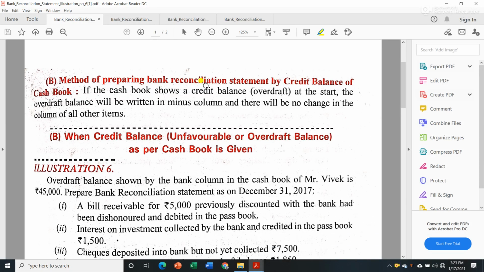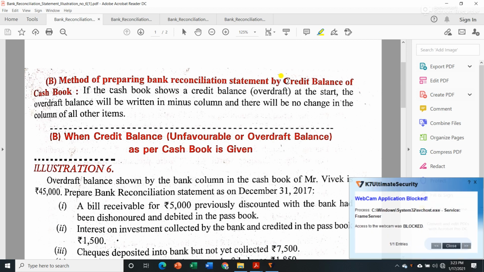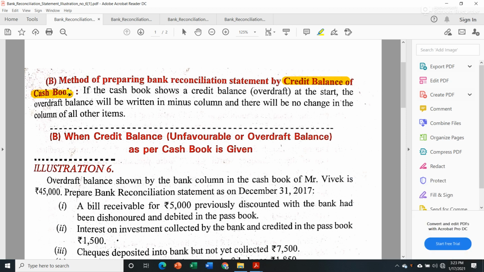Hello students, in this session we will be discussing the second method of preparing a bank reconciliation statement. In this second method everything is the same as the first method, but the only thing that is different is that at the starting we will take the credit balance of our cash book. You must have seen in the previous session that at the starting we used to take the debit balance of the cash book, that is favorable, but in this method we will be taking the unfavorable balance of the cash book, that is the credit balance.